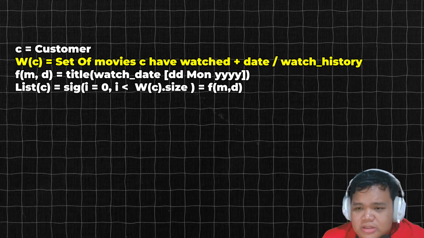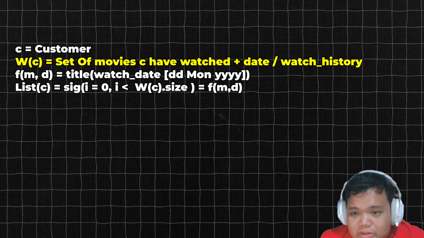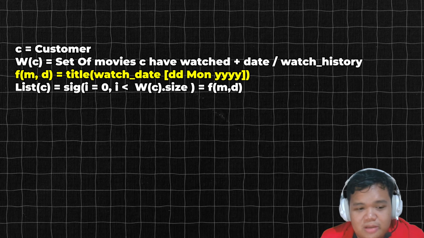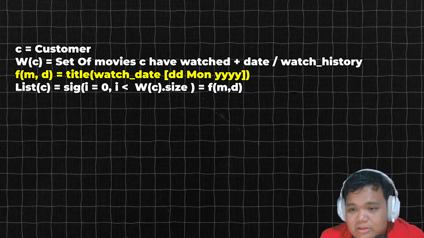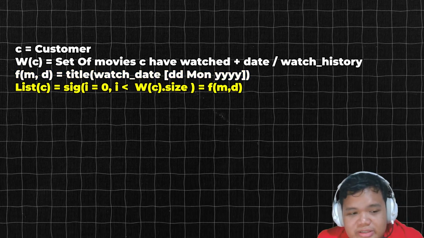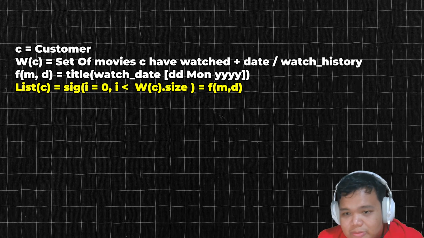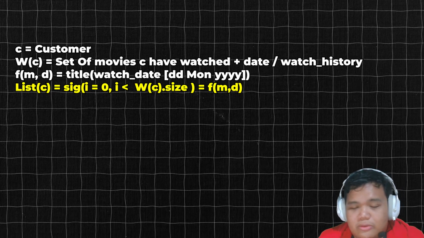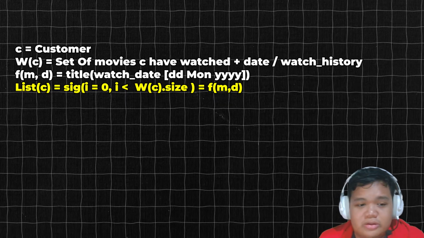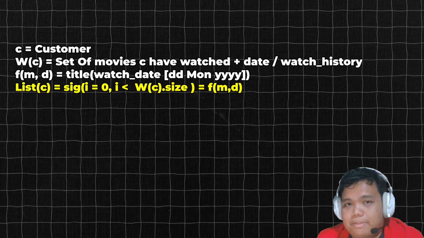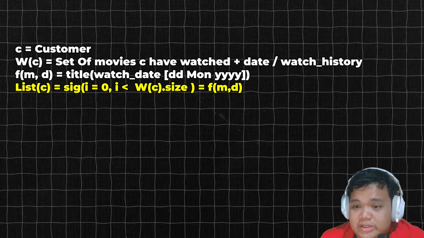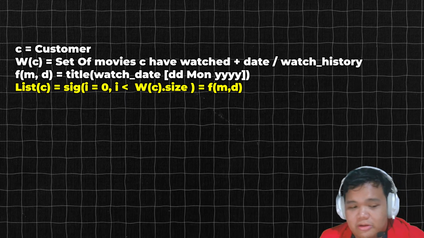Okay, from the W with the parameter C, we could create a function with the parameters of movie and date, where it will output the movie name, and inside of the bars there is going to be a formatted date. After all of that, we could make it into a list of lists with customer as the parameter inside of it, where it is the aggregation of all the functions. So the functions of M and D as the parameters, for all items that are in the watch history, which is W with the parameter of C.